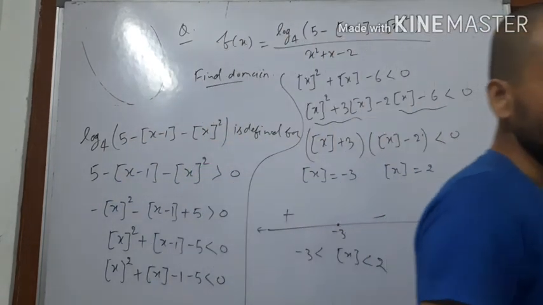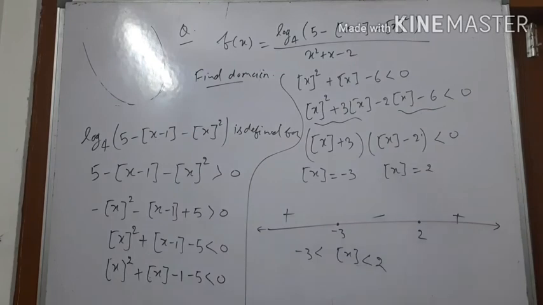Now what's going on? If greatest integer x is between -3 and 2, what values of greatest integer x are possible? Here, possible values on the number line are what?